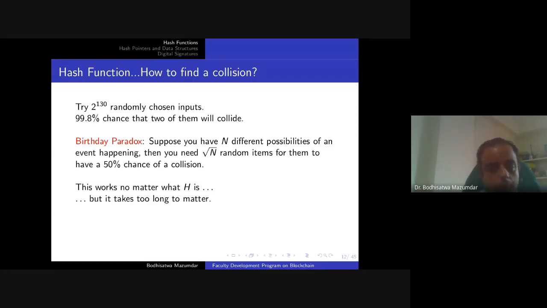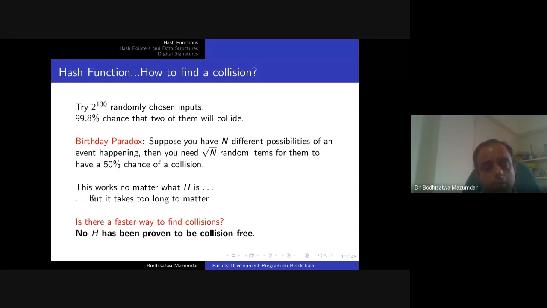So is there a faster way to find collisions? Most recently there have been even faster ways, which are improvements over this birthday paradox, that find collisions for these hash functions. So due to this property of these hash functions, that you can have a 99.998 probability of finding a collision, no hash function till date has been proven to be collision free.